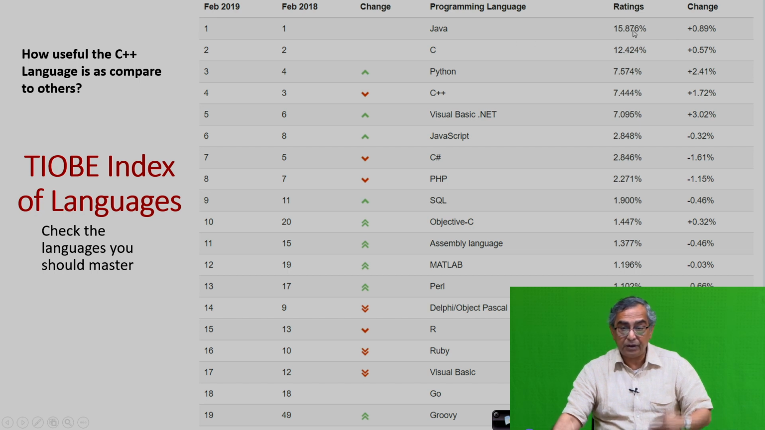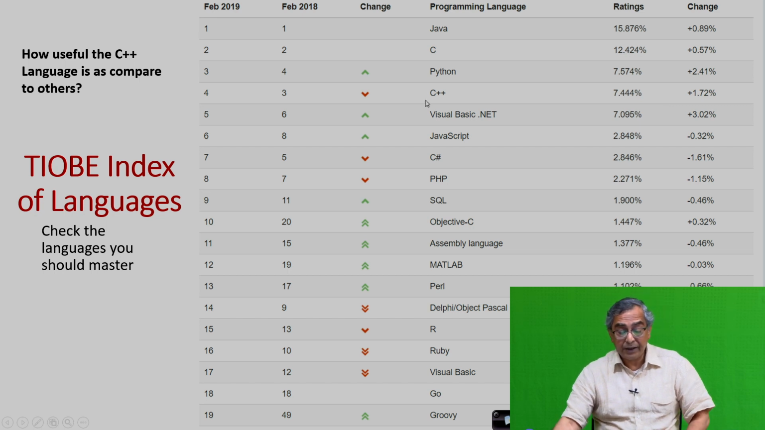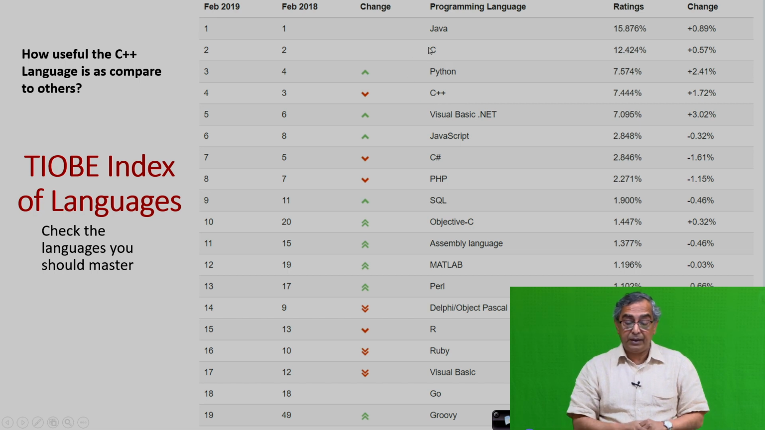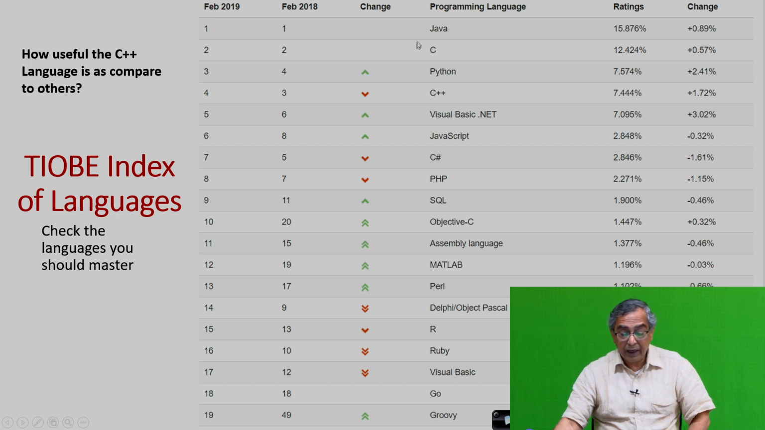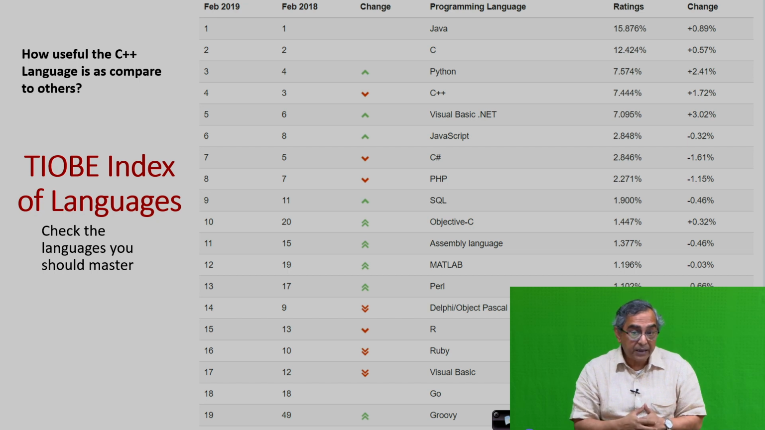Java is at 15%, so it is most popular, followed by C at 12%, Python at 7.5 and C++ at 7.4 and so on. So, if you consider that if you are a good C++ programmer, then necessarily you are also a knowledgeable programmer in C, then you will add this together and see that the C++ family covers about 20% of the code that is being written today, and that happens to be the highest for a single language family. So, it is useful, you must learn.